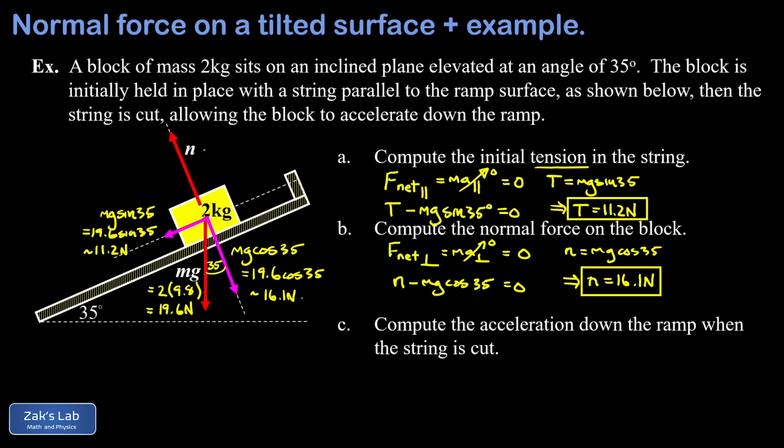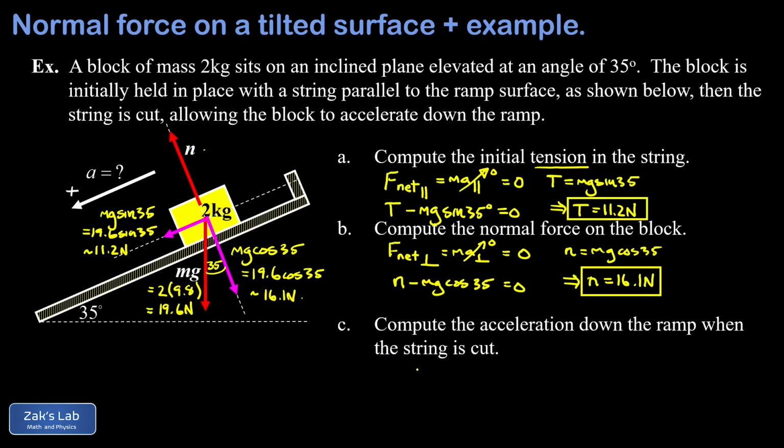We can start over and say, okay, now let's call down the ramp positive. And that makes the parallel component of the force of gravity into a positive number and the acceleration into a positive number, and it's just nicer that way. If you like, you can try it with up the ramp being positive, and your answer for the acceleration will be the same, just with a minus sign in front.